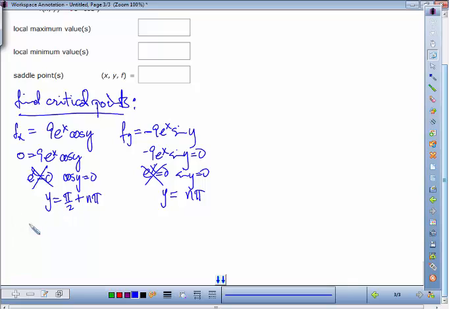So let's just try pi over 2 when y is equal to pi over 2. What does x have to be? X has to be 0. It could be anything. So there's no restrictions on what x is. So x can be anything. So this would lead me to believe that there's not one particular critical point there. Kind of like a critical line.